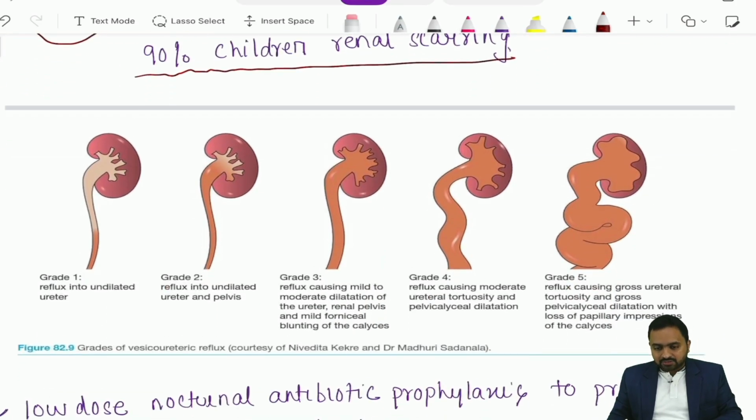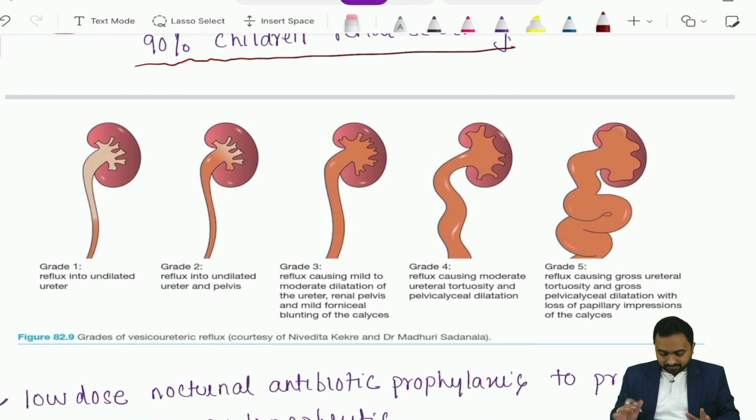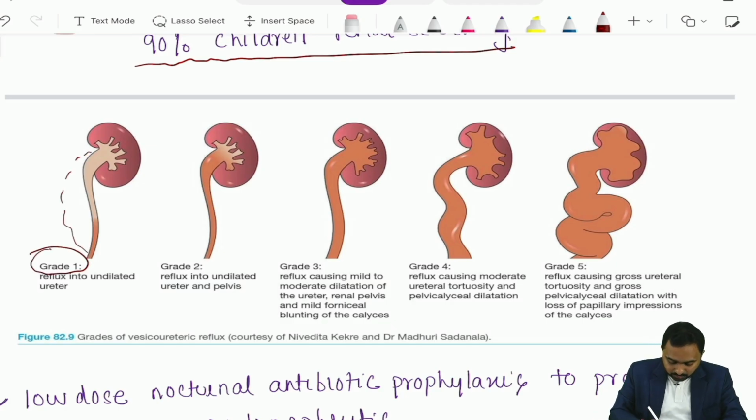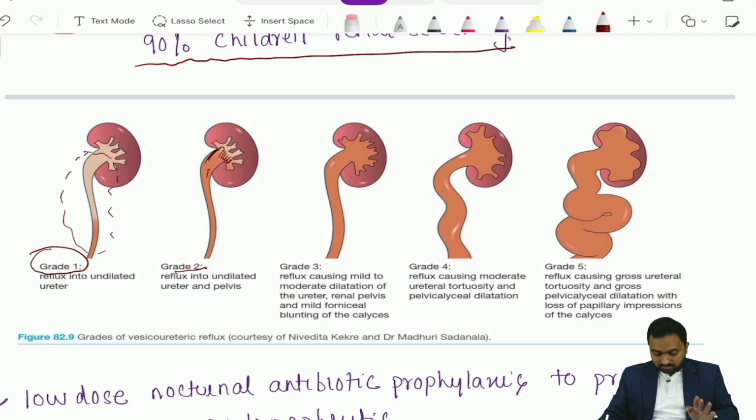Now these are your grades of vesicoureteral reflux. So if you look at your grade 1, it is a reflux into an undilated ureter. So over here you can see your ureter is not dilated. Now again, in grade 2, it is a reflux into the ureter and the renal pelvis. So you can see the reflux reaching the renal pelvis, but at the same time the ureter is undilated. Now grade 3 is a reflux causing mild to moderate dilation of the ureter, renal pelvis, and mild blunting of the fornices. You can see over here there is the starting of the blunting of your fornices.